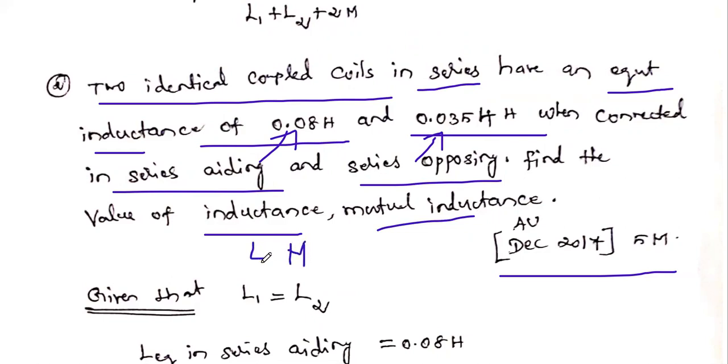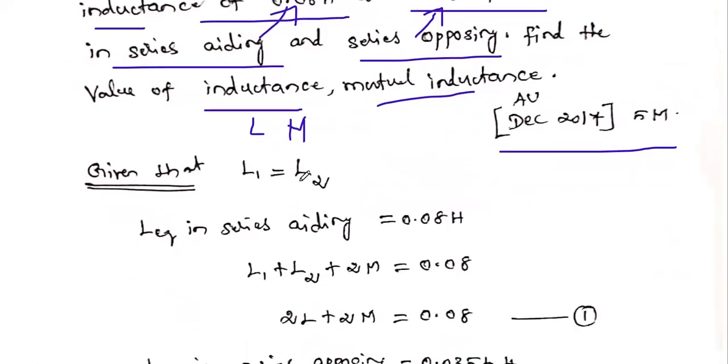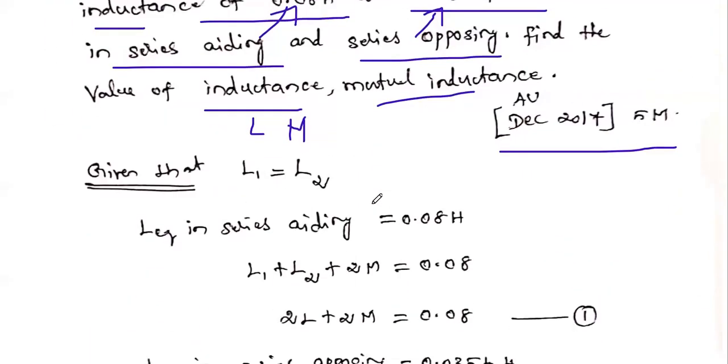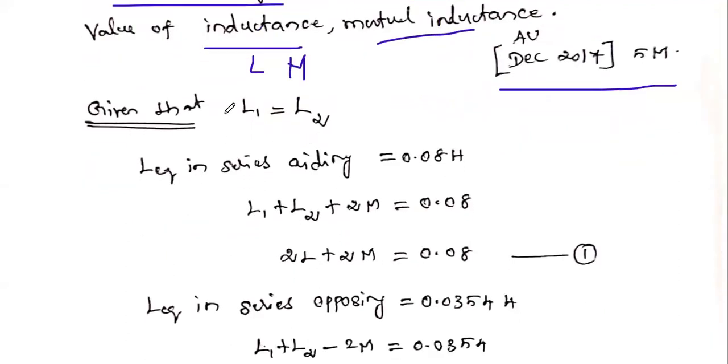We have to find L1 and L2. Here, two identical coils, that's why L1 equals L2, and we have to find the mutual inductance. This is just the opposite of the previous question. In the previous question, L1, L2, M were given and we calculated the L equivalent. But in this question, L equivalent is given, and we have to find L1, L2 and M. So first, note down the given data.